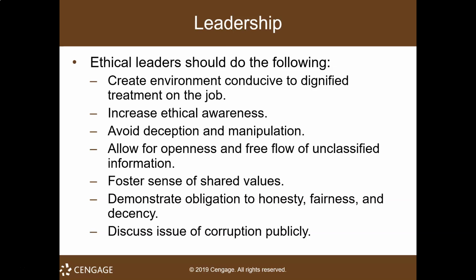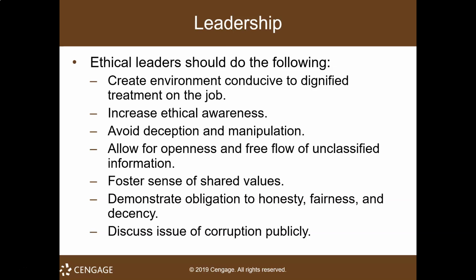Now, on the flip side, what would be advice to leaders who would like to advance ethical decision making and emphasize the importance of organizational support? Ethical leaders should create an environment conducive to dignified treatment on the job, increase ethical awareness, avoid deception and manipulation, allow for openness and free flow of unclassified information, foster a sense of shared values, demonstrate an obligation to honesty, fairness, and decency, and discuss issues of corruption publicly. Be transparent. You've probably heard that phrase before, right?